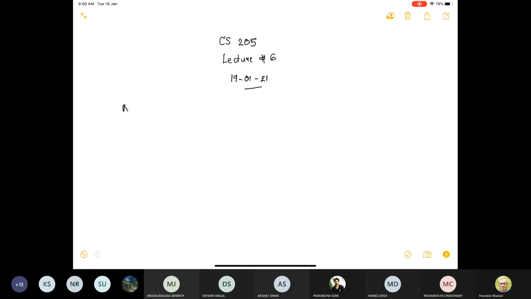So we were discussing non-deterministic finite automata. And as we saw, they're very similar to deterministic automata. The only difference is that delta is a mapping from Q cross sigma to the power set of Q. And everything else is the same.